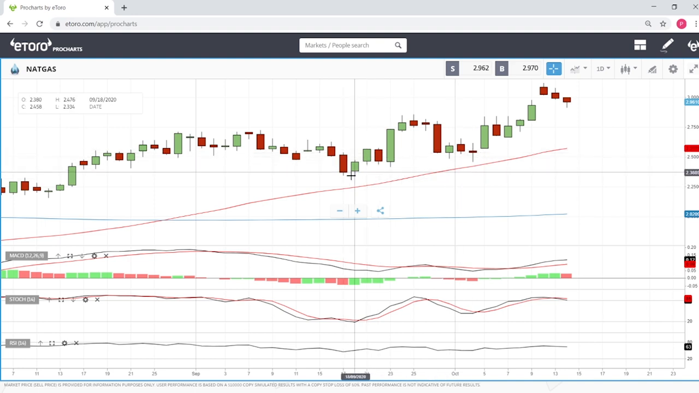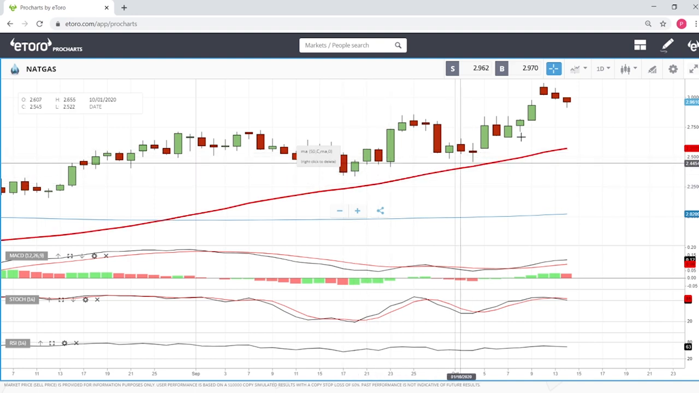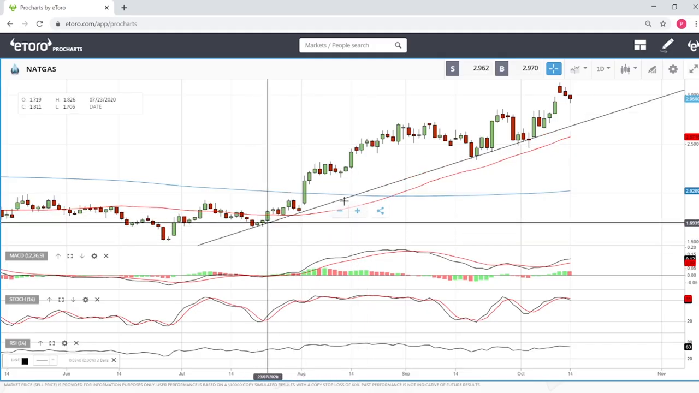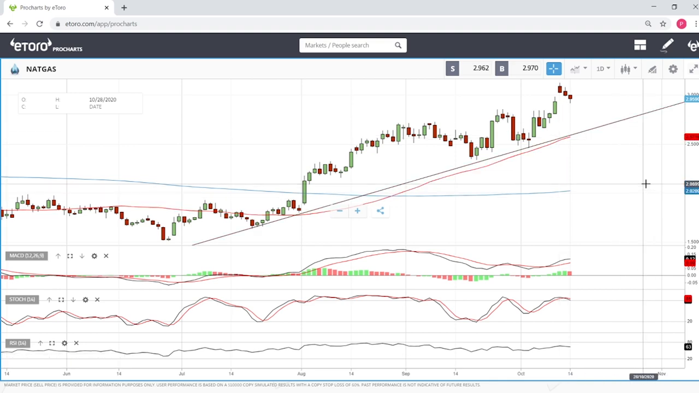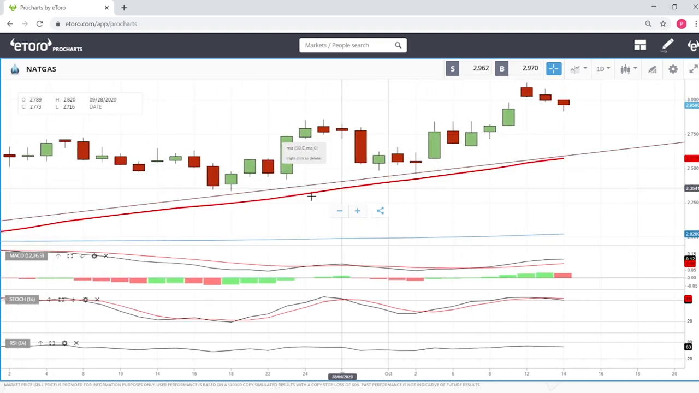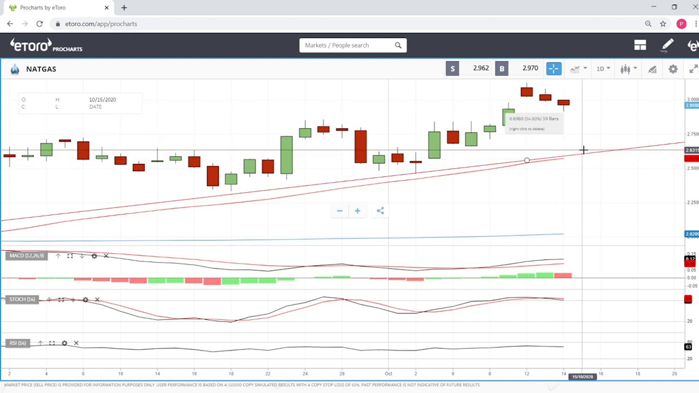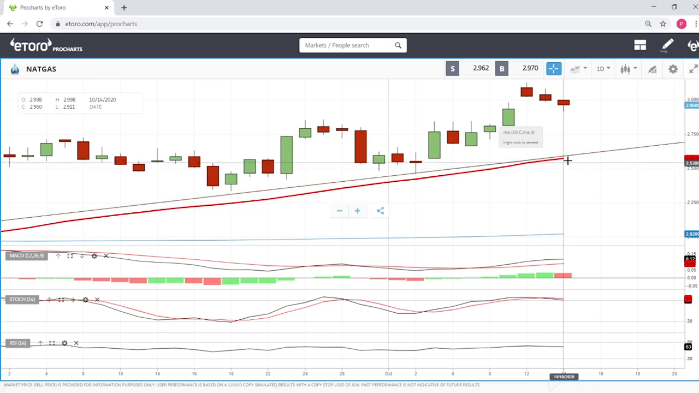We didn't actually get close to the 50 moving average. Every single time we get close to it, it basically bounced. We have a support line, we can write it here, which we also have to break through. So this will be significant support. We'll probably get close to this support line here. And if that breaks, then we have the 50 moving average right underneath.